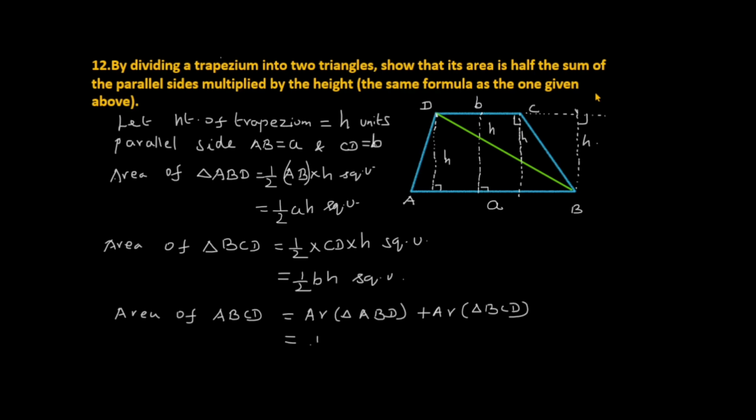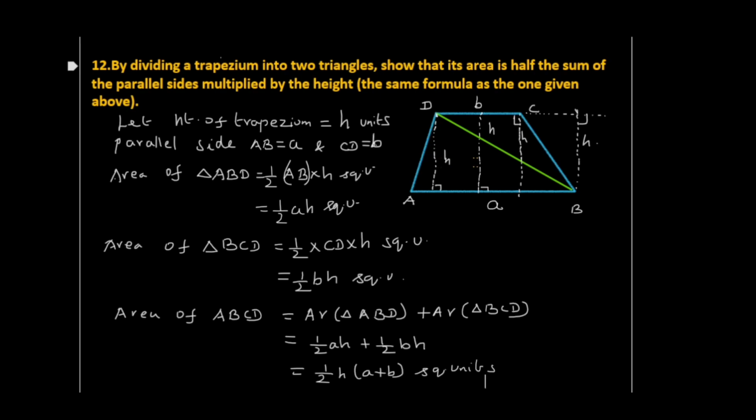Area of triangle ABD, half of A into H. This is half of B into H. Half and H are common. So half of H into A plus B square units. So we got the same formula. Half of height into sum of the parallel sides is the area of the trapezium's formula.